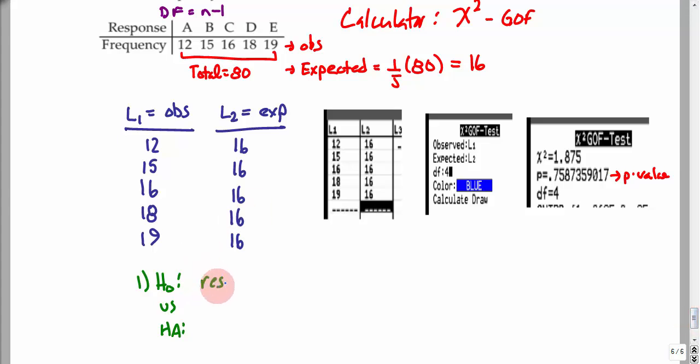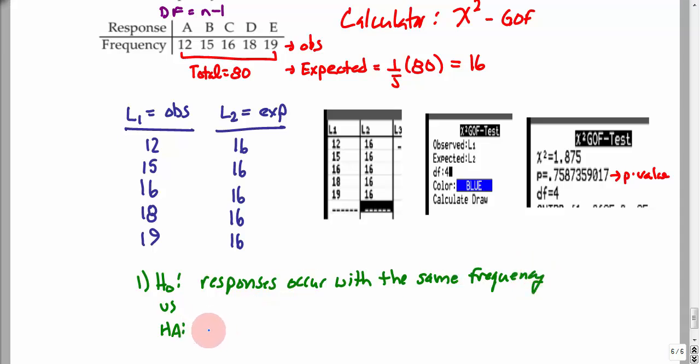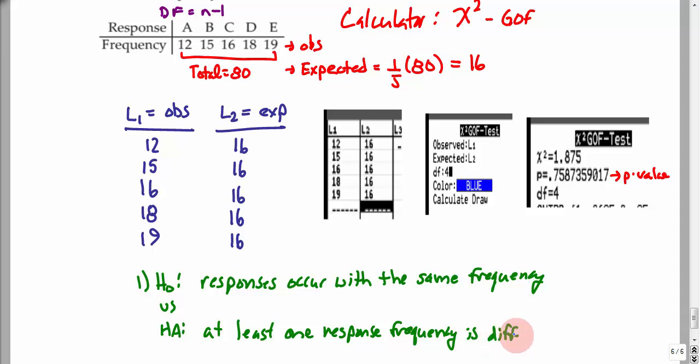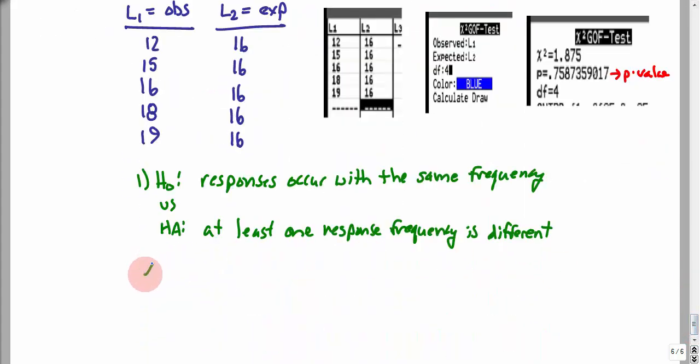So the null hypothesis is that the responses occur with the same frequency. Then an alternative hypothesis would be that at least one response frequency is different. So that's H0 and HA. Alpha is 0.05 up at the top. That's my step 2.